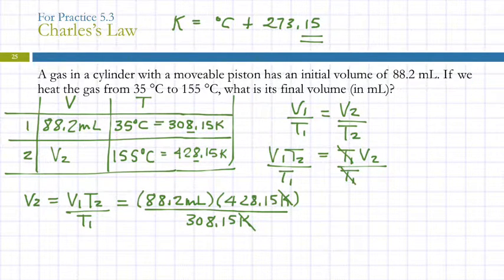So now I use my calculator. 88.2 times 428.15 divided by 308.15 equals. How many sig figs should my result have? 3. So 122, there's my third significant figure. I'm going to write down 2 extras because that's what I do. And then I'm going to round this, and the answer will be 123 milliliters.